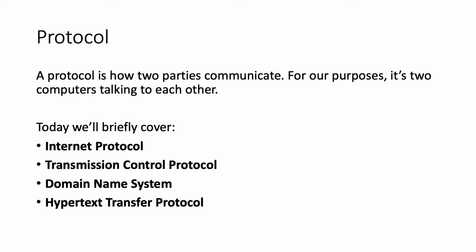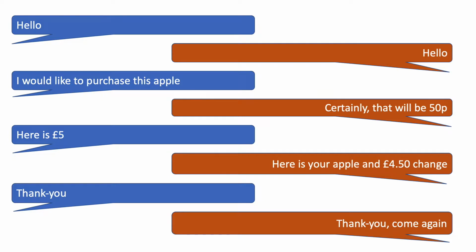A protocol, on the other hand, is a way that two entities, in this case computers, talk to each other. The Internet Protocol, the Transmission Control Protocol, the Domain Name System, and the Hypertext Transfer Protocol, some of which you'll have run into. These, to a first approximation, build on top of each other.